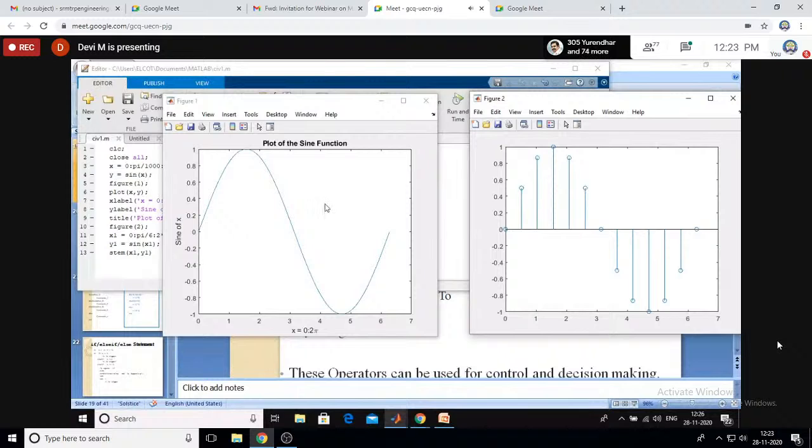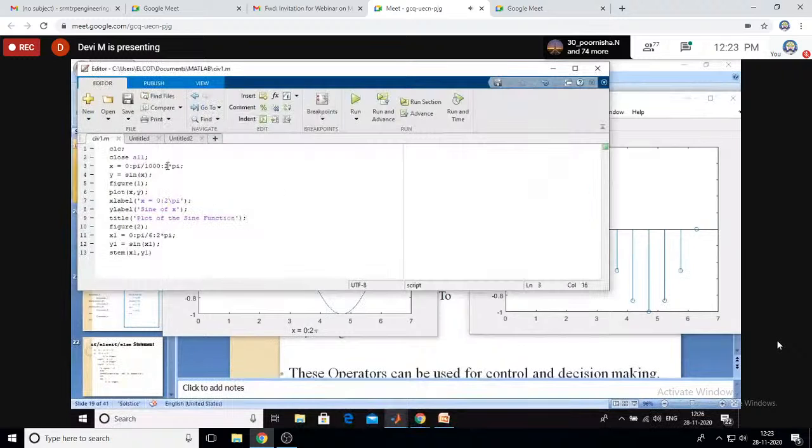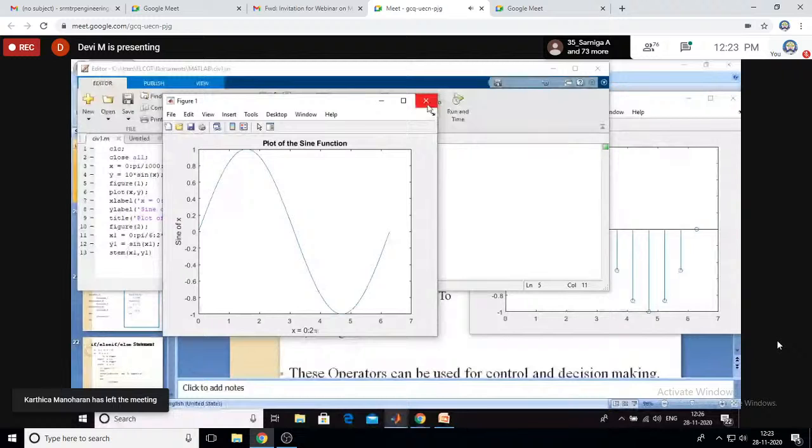Okay. So here I'm interested in generating a 5 cycle waveform with an amplitude of 10. Okay. Now I think, so let me see. It will display. I have not done any changes in my figure 2. Just I have changed my figure.